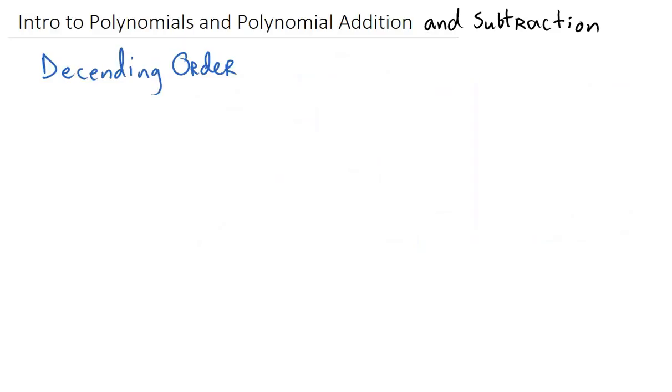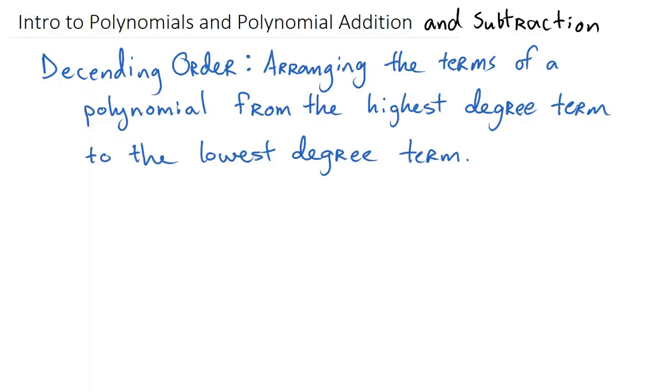Descending order is basically rearranging the terms of a polynomial in order from their highest degree term to their lowest degree term. So again, descending order is arranging the terms of a polynomial from the highest degree term to the lowest degree term. For example, let's say I had something like 3 minus 4x squared plus 5x to the third minus 6x. If I wanted to put this in descending order, I would start with the highest degree.